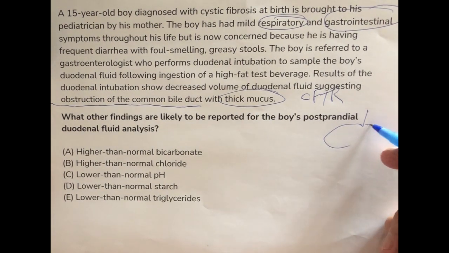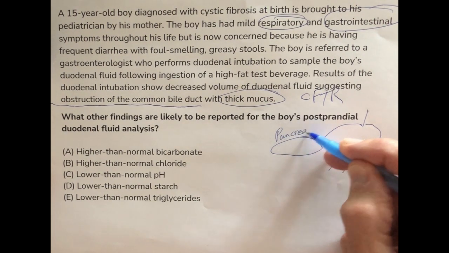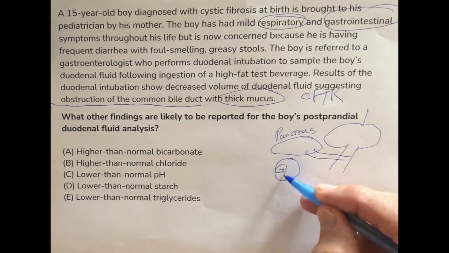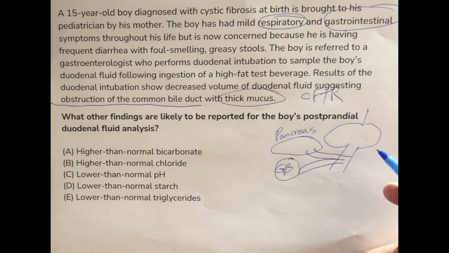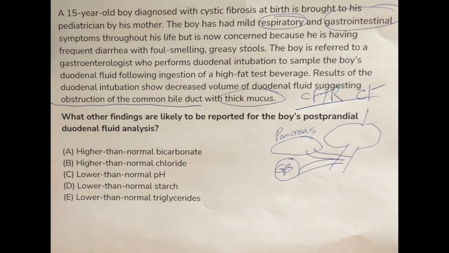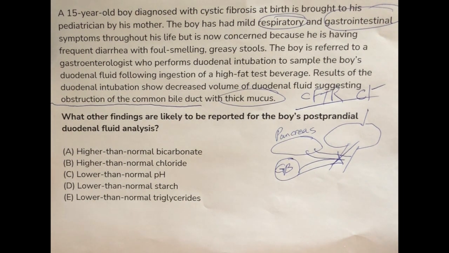Well, we have a stomach here, and then we have a duodenum, and we have a pancreas that's connected to the duodenum. Also, the gallbladder connects through a common bile duct. And we're concerned that thick mucus, which is the main defect of the CFTR. CFTR is a chloride channel. The abnormal chloride channel causes mucus to become thick. So we think there's some sort of blockage here. And that's our mental model that we start with.